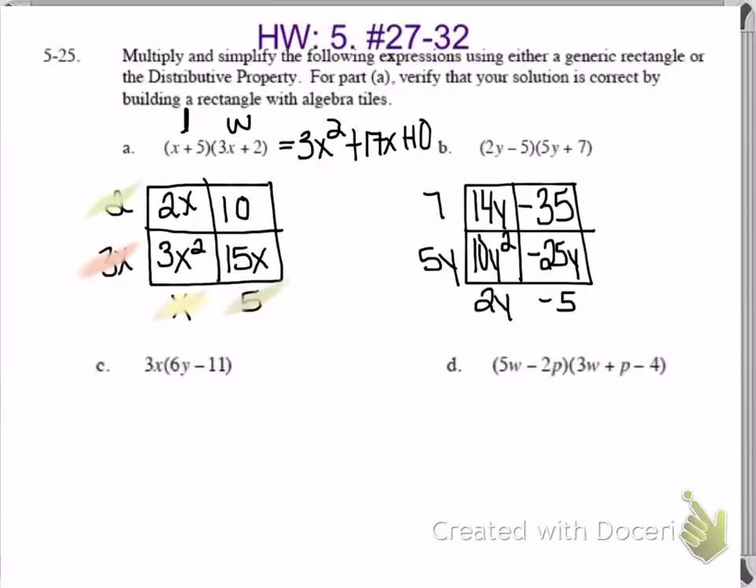For letter B, be careful, you need to make sure you represent that -5 with a negative. Be careful when you're combining like terms with both positive and negative y's. Your final answer should say 10y squared plus -11y plus -35.